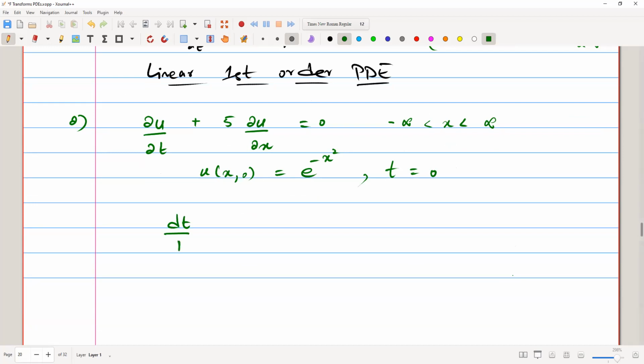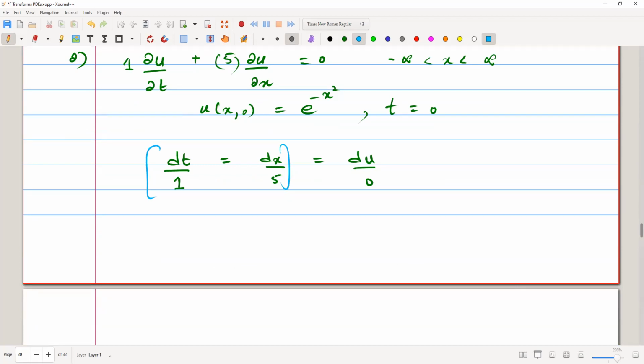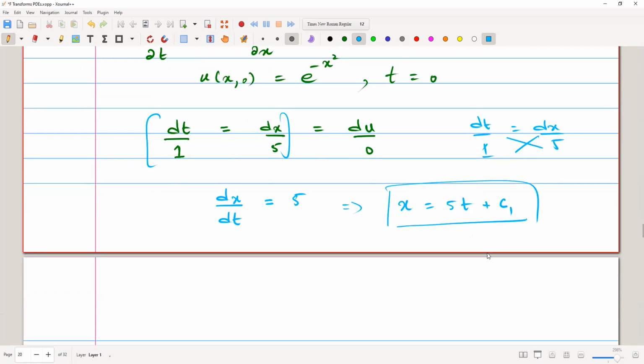Now here we have dt over 1, because the coefficient is nothing but 1, equals dx over 5, because the coefficient here is 5, and then du over 0. We can easily compare two of these equations. So we can write dx over dt equals 5, because by cross multiplying the ratio dt over 1 equals dx over 5, I get dx over dt equals 5. This is a simple first order separable differential equation, so the solution is x equals 5t plus c1, where c1 is the constant.